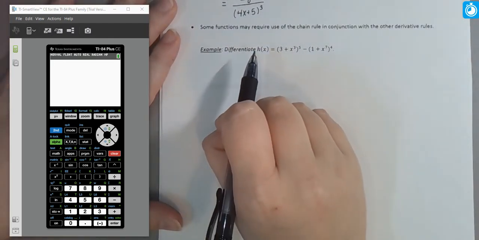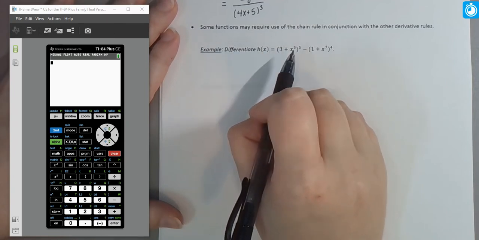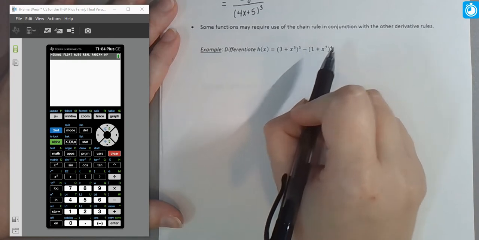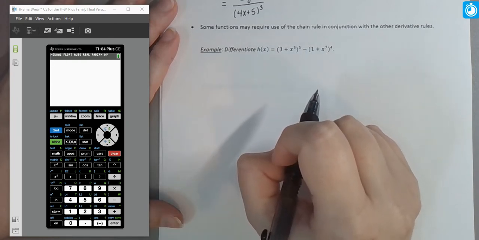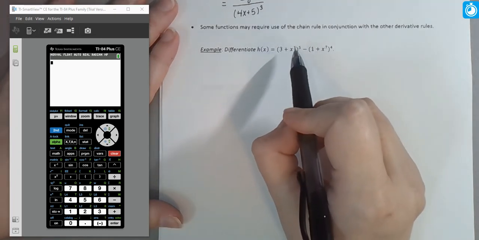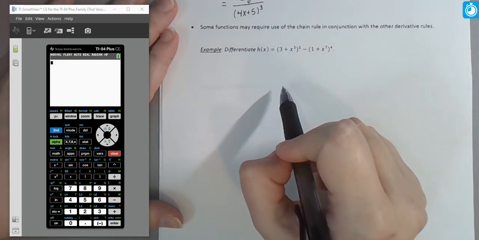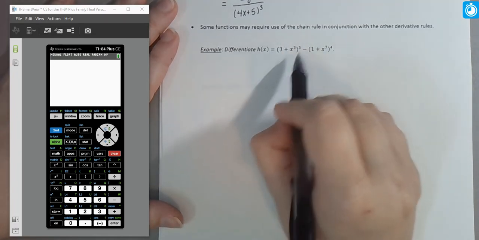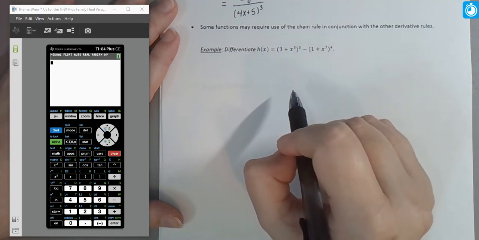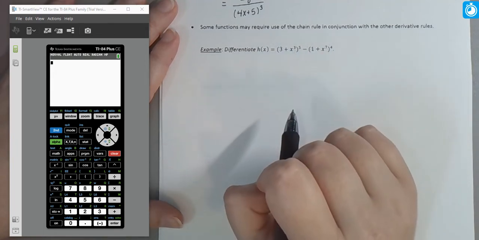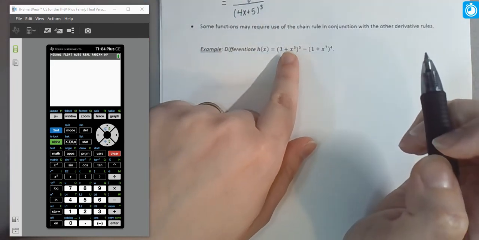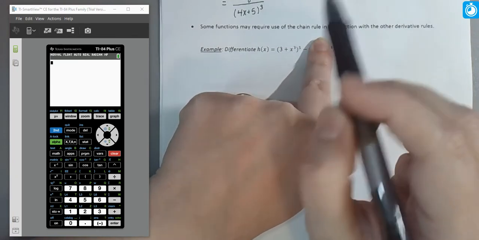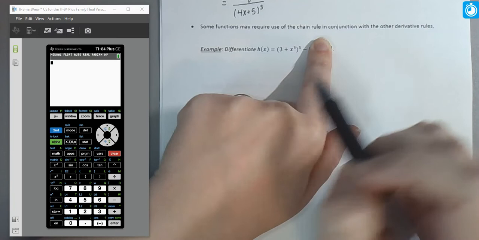Okay, so here h of x is defined as 3 plus x cubed raised to the 5th power minus 1 plus x to the 7th raised to the 4th power. So what's going on here? Well, we have something nested inside of something else, another thing nested inside of another thing, and then the result of each of those compositions, that's the term for that, is subtracted. So if we were to look at just the first part here, differentiating this would require the chain rule because it's something inside of something else.